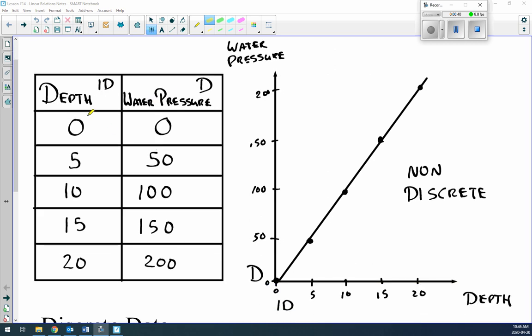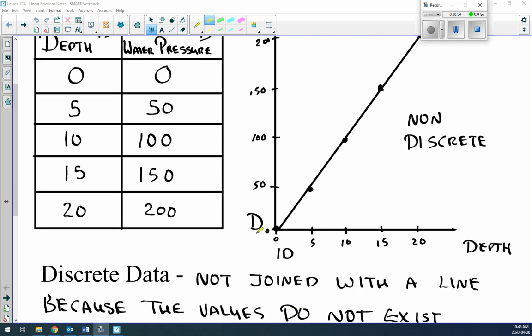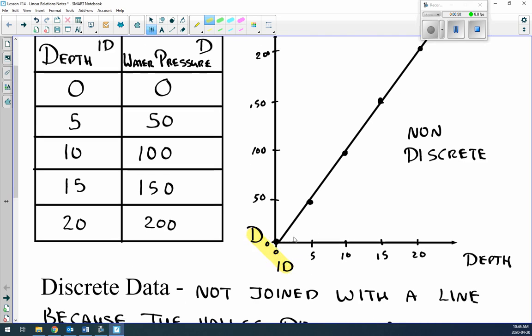Okay, so we have our chart here. The depth, as you can see, is 0, 5, 10, 15, 20, and the water pressure goes up also. So let's graph this. Depth is on the bottom, which is your independent, and your water pressure is your dependent on the side. Now, the easy way to remember this: it looks like it forms the word DID, so dependent, independent. That's a great way to remember that.